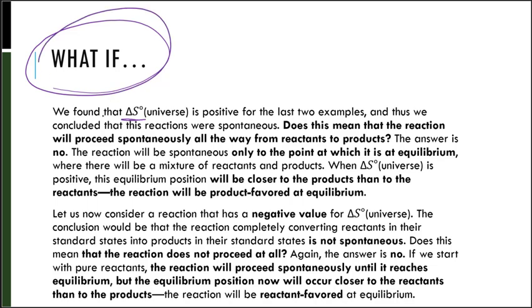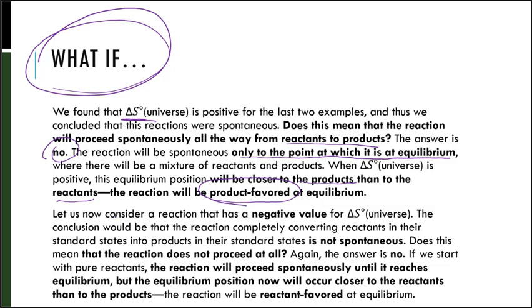But what if... We found that delta S for the universe was positive for those last two examples. But does that mean that the reaction will proceed spontaneously all the way from reactants to products? No. The reaction will be spontaneous only to the point at which it is at equilibrium. When it is positive, the equilibrium position will be closer to the products than to the reactants. We say that it is product favored at equilibrium.